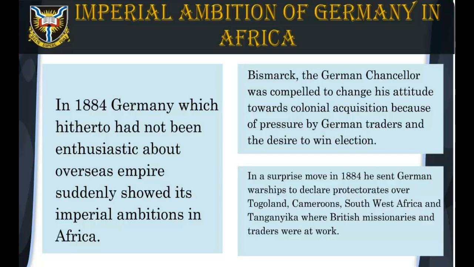Bismarck, the German Chancellor, was compelled to change his attitude towards colonial acquisition because of pressure by German traders and the desire to win election. In a surprise move in 1884, he sent German warships to declare protectorates over Togoland, Cameroons, Southwest Africa, and Tanganyika, where British missionaries and traders were at work.